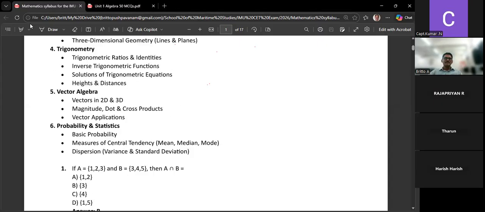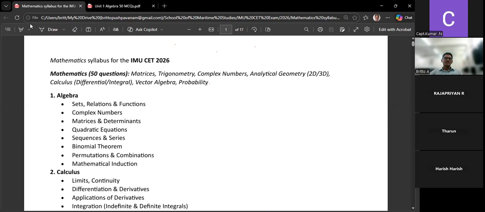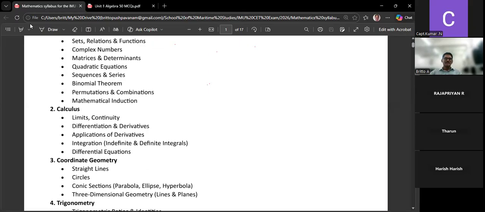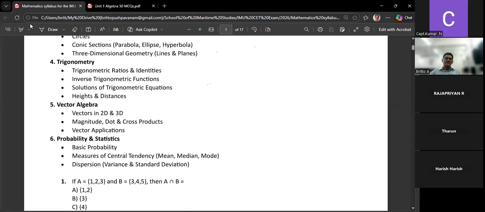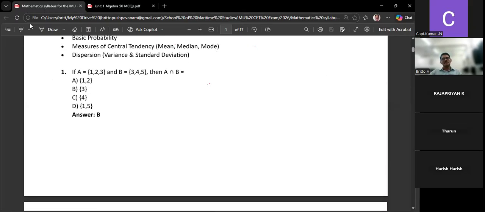These questions are from unit 1 of algebra. Algebra means matrices and complex numbers, these are all complex, right? Matrices, complex numbers, quadratic equations, sequences and series, and binomial, permutation and combination. From these topics, we are going to discuss some sample questions.